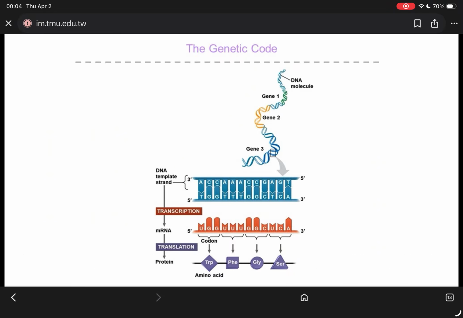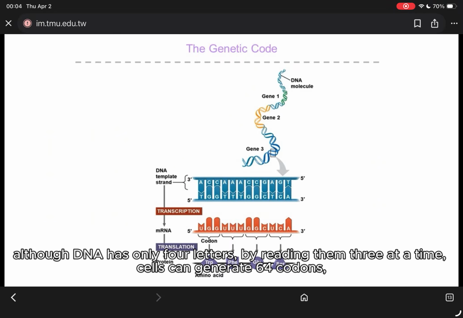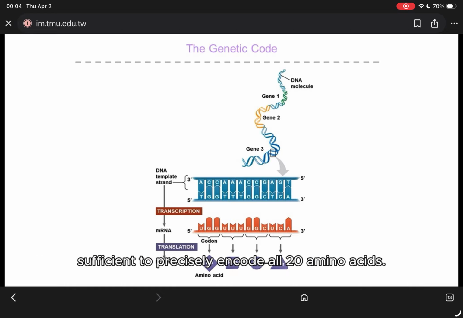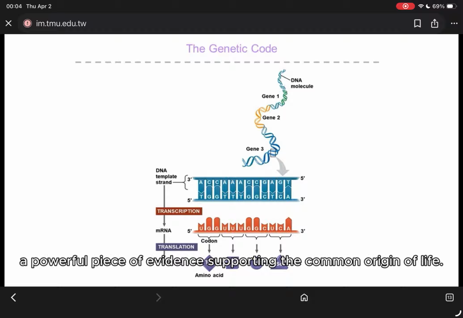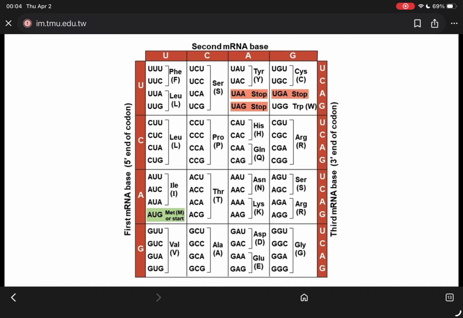In summary, although DNA has only 4 letters, by reading them 3 at a time, cells can generate 64 codons, sufficient to precisely encode all 20 amino acids. This entire system is known as the genetic code, and remarkably, it is nearly universal across all organisms, a powerful piece of evidence supporting the common origin of life.